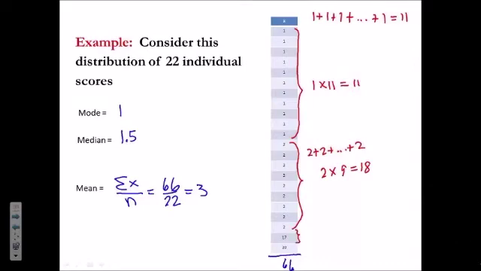Keep doing that pattern. 17 times 1 is 17. And finally, for the score of 20, multiply that by its frequency, 1, to get 20. Now we could sum 11, 18, 17, and 20. And if we do that, we're also going to get 66.